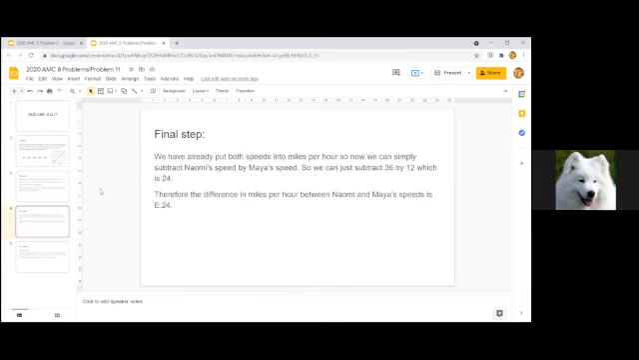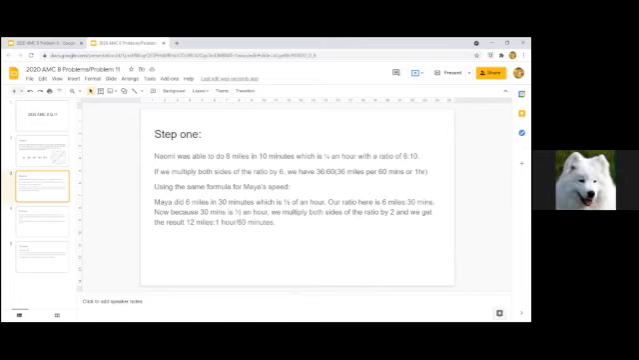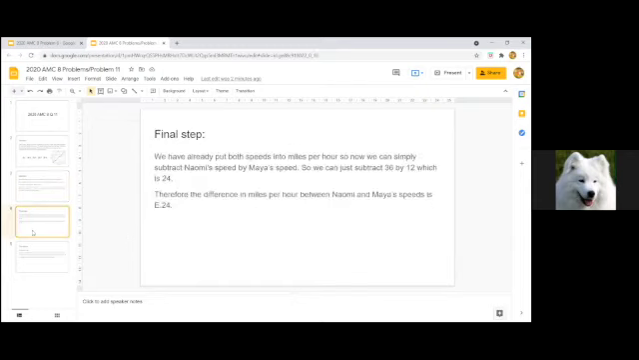Our final step is that we just need to compare. Frankie, did you mean 12 miles? You said 6. Yeah, 12 miles. Sorry, we multiply both sides of the ratio by 2, and you get 12 miles to 1 hour. We have already put both speeds into miles per hour, so now we can simply subtract Maya's speed from Naomi's speed. 36 minus 12 is 24. Therefore, the difference in miles per hour between Naomi's and Maya's speeds is E, 24.